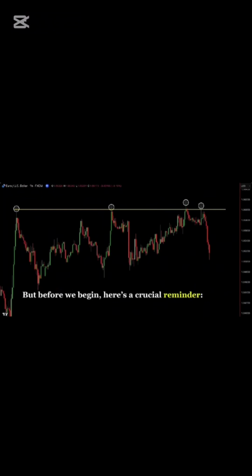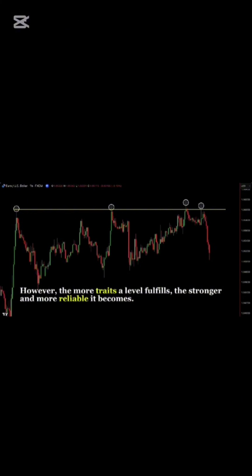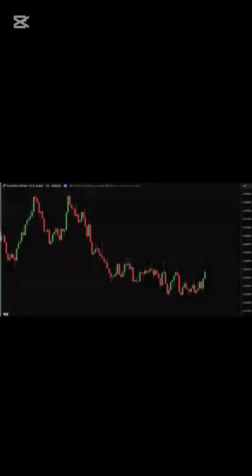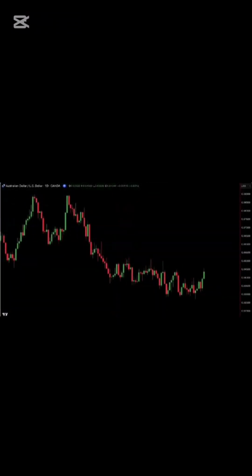But before we begin, here's a crucial reminder. Not every level needs to meet all the criteria we discussed. However, the more traits a level fulfills, the stronger and more reliable it becomes. With that in mind, let's apply this approach step by step. Take a look at this chart example. Starting from the highest point, we identify a clear resistance level where price reached a peak, reversed sharply and dropped. So, let's plot that level.